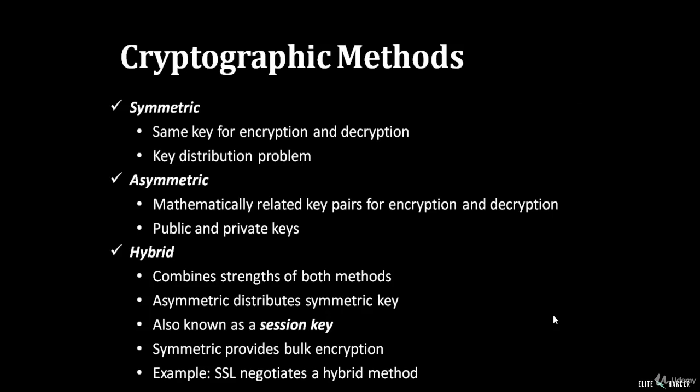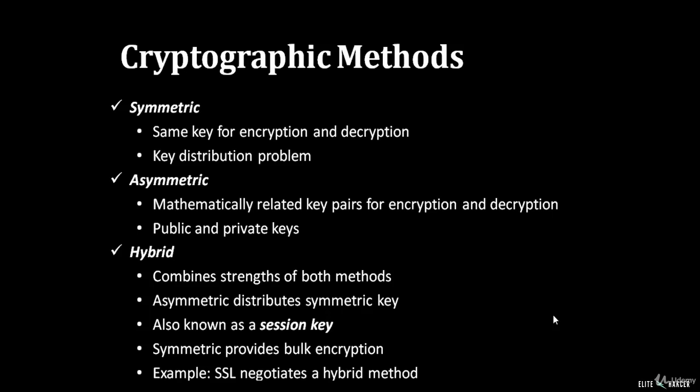In asymmetric cryptography, a key pair is used for encryption and decryption. The catch here is that the keys are mathematically related, and the most common example is public key encryption schemes where the key pair contains a public and a private key. The public key is used for encryption while the private key is used for decryption.